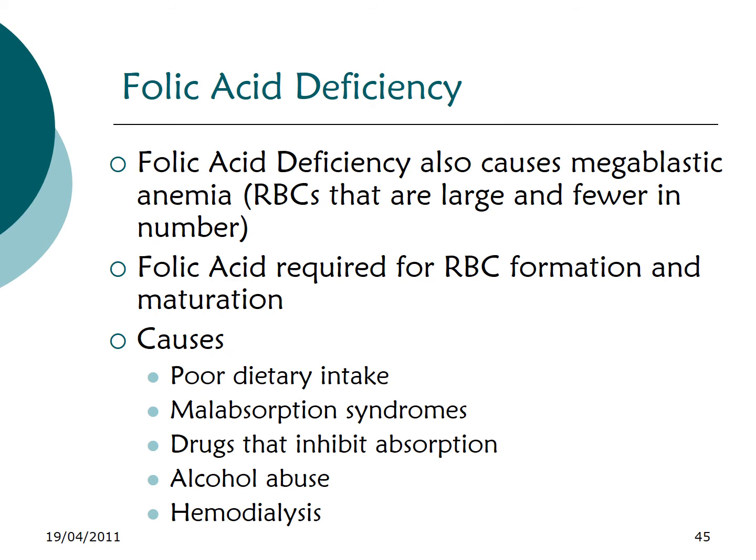Folic acid deficiency is the other one. Folic acid deficiency may also cause megaloblastic anemia. Folic acid is required for red cell formation and maturation. Right? It's also needed to prevent neural tube defects. So when we get into maternity, that's something that we have to talk about, the nervous system. So what are the causes? Poor diet intake, malabsorption syndromes, diets that inhibit absorption, alcohol abuse, and hemodialysis.